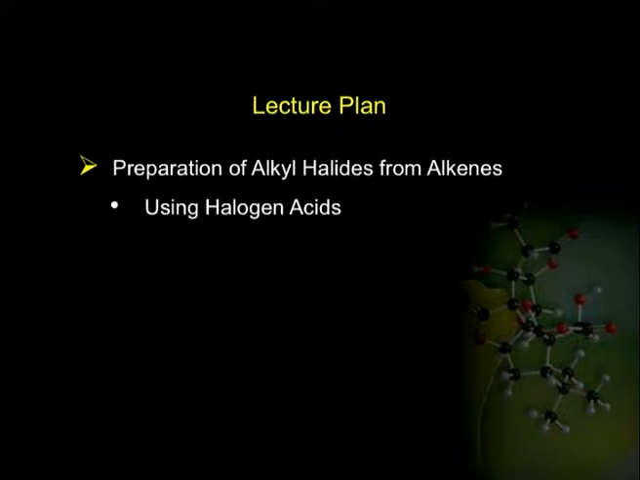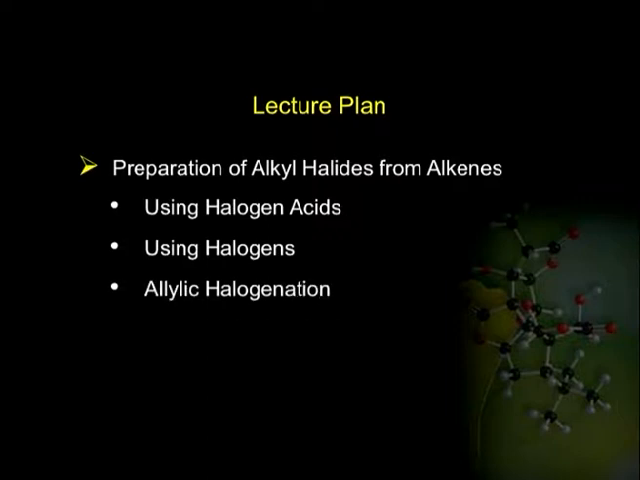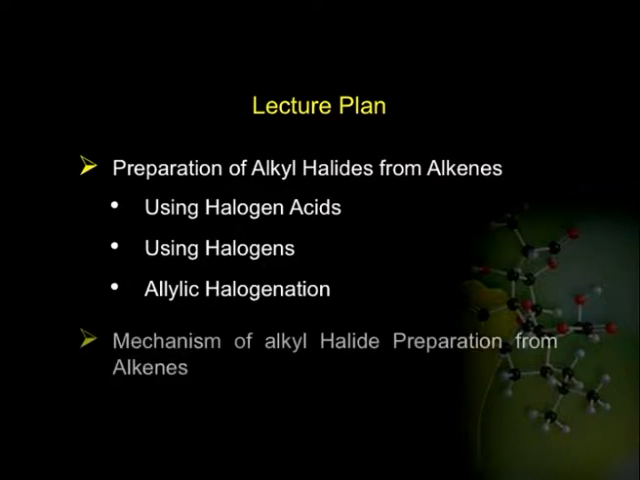So, from alkenes we can use halogen acids, also the halogens to prepare alkyl halides, and there is another method, we call it allylic halogenation, which is again pertaining to the use of alkenes. The mechanism of alkyl halide preparation from alkenes will also be dealt with along with the methods which are listed here, and then of course we would sum up this particular episode. Let us start with the preparation of alkyl halides from alkenes using halogens or the halogen acids.